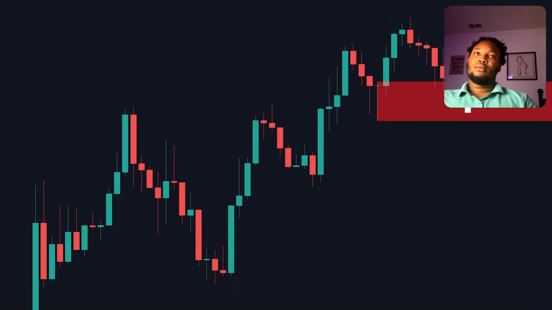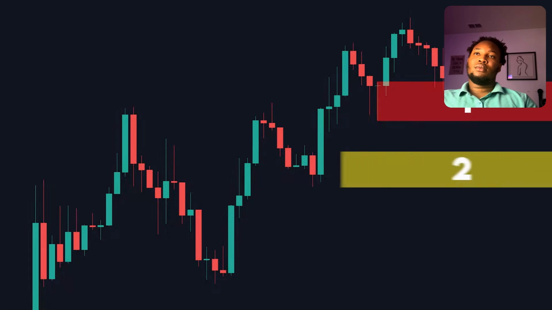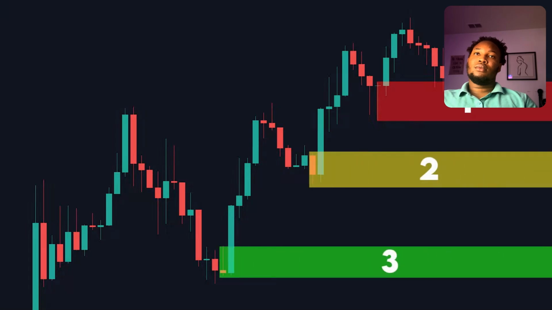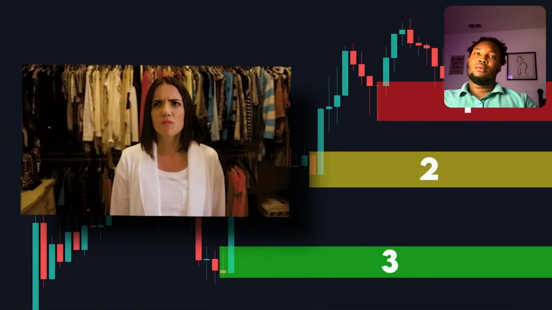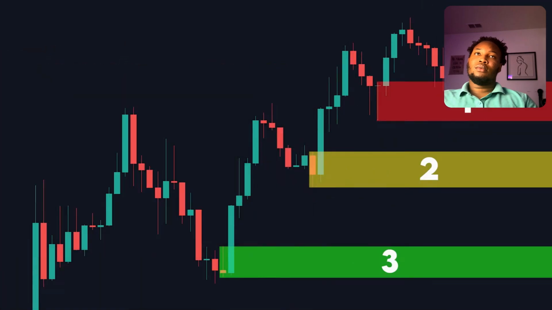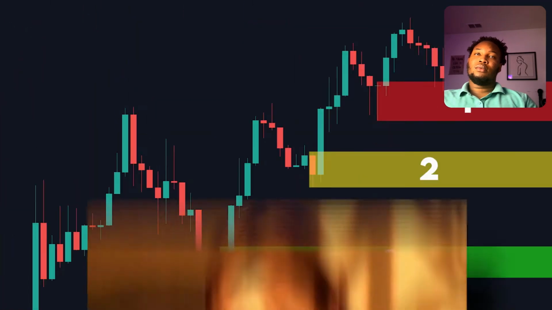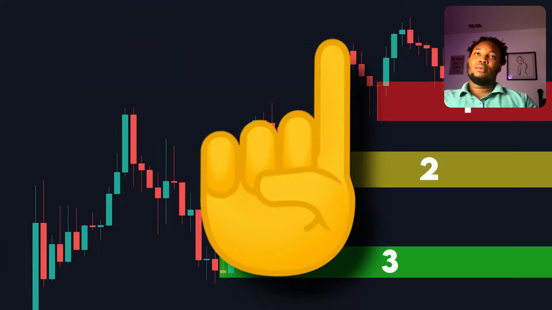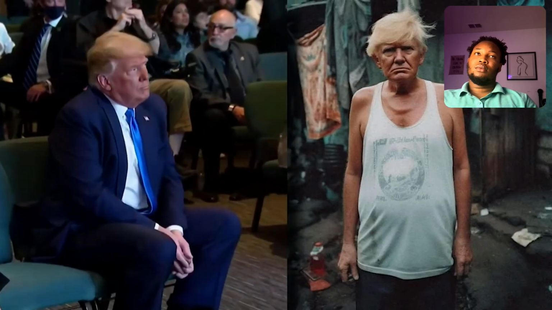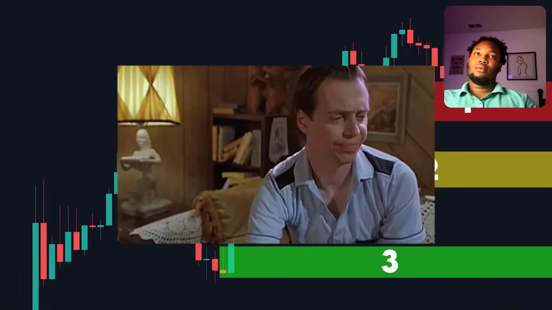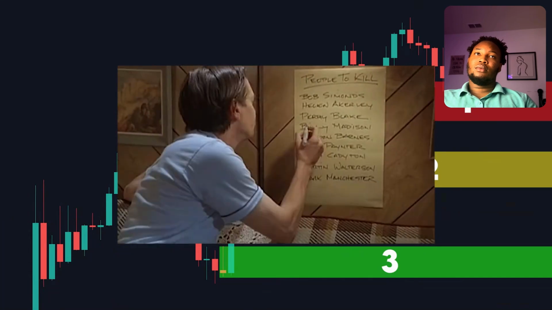We have one demand zone right here, we have zone 2 right here, and we have the third lowest zone down here. So let me ask you a question. If you were looking at this chart right now, which one of these zones would you choose to buy from? Would it be zone 1, 2, or 3? A simple question, I know, but this one simple question is what's going to determine you a profitable trader or a losing trader.